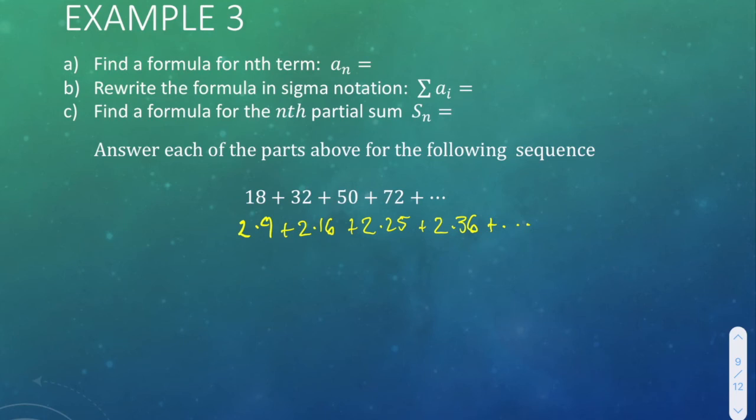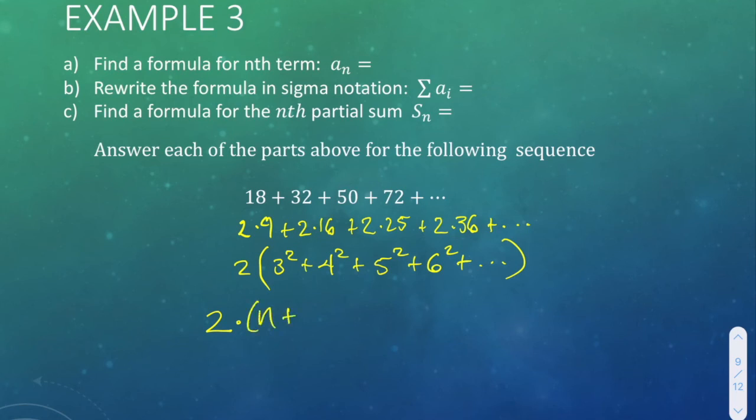So what we can do then is we can actually say that this is 2 times 3 squared plus 4 squared plus 5 squared plus 6 squared plus dot dot dot. And there we have it. As we finish out the dot dot dot to the nth term, it becomes, as we rewrite this, 2 times n plus 2 squared is a sub n. There, so I think I answered A.